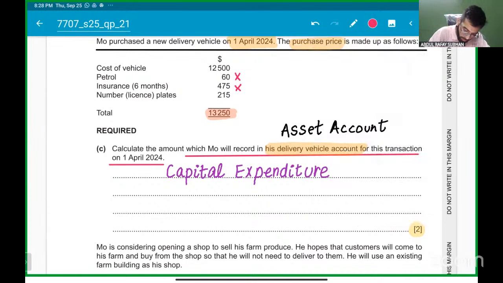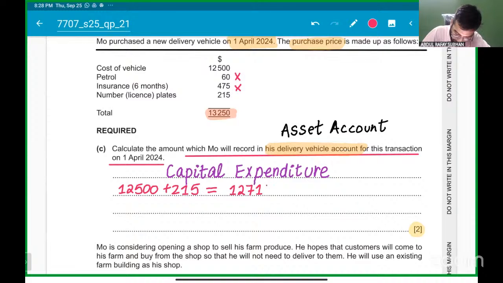So that is why, according to me, it should be, sir, 12,500 plus 215. So that will be the case. Okay, 12,500 plus 215, that is 12,715. That will be the answer.